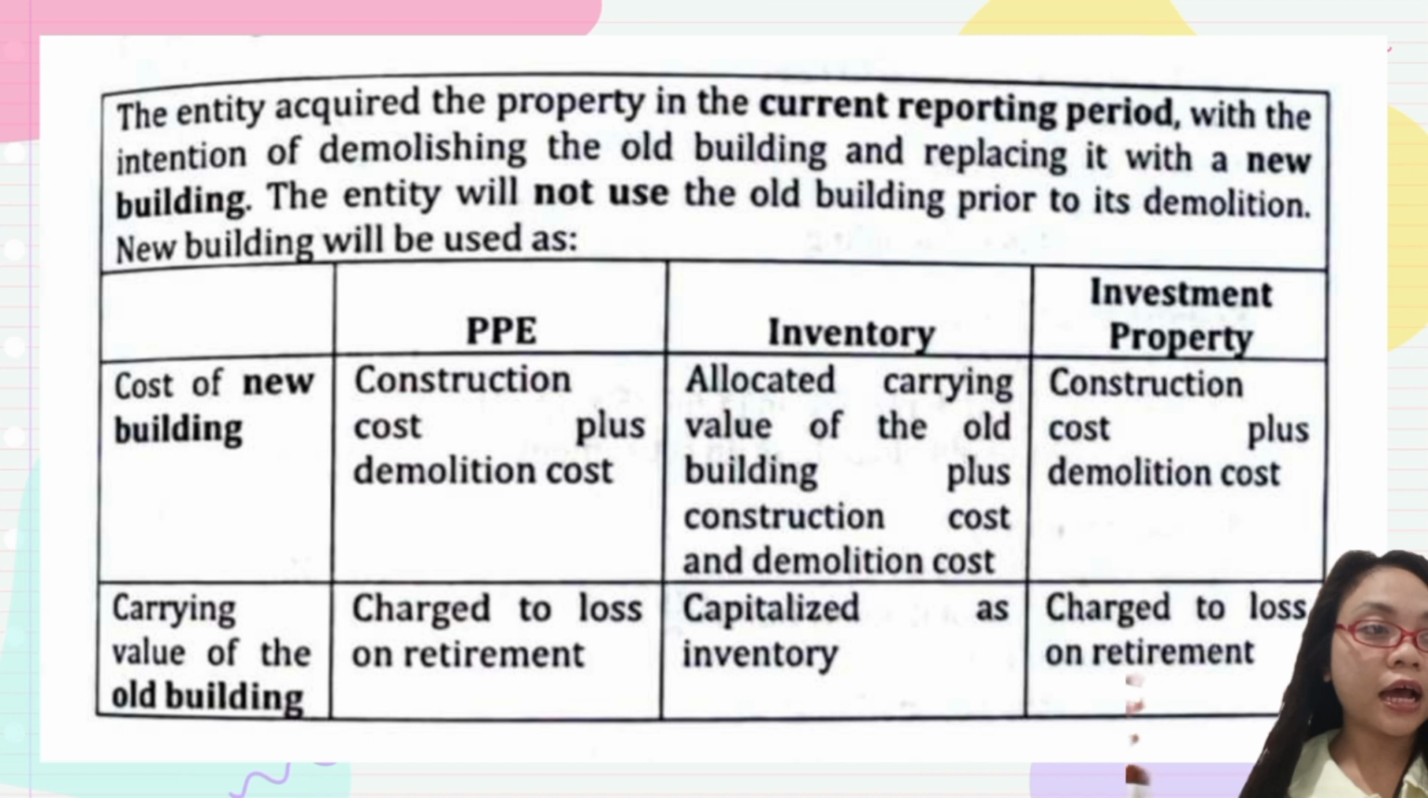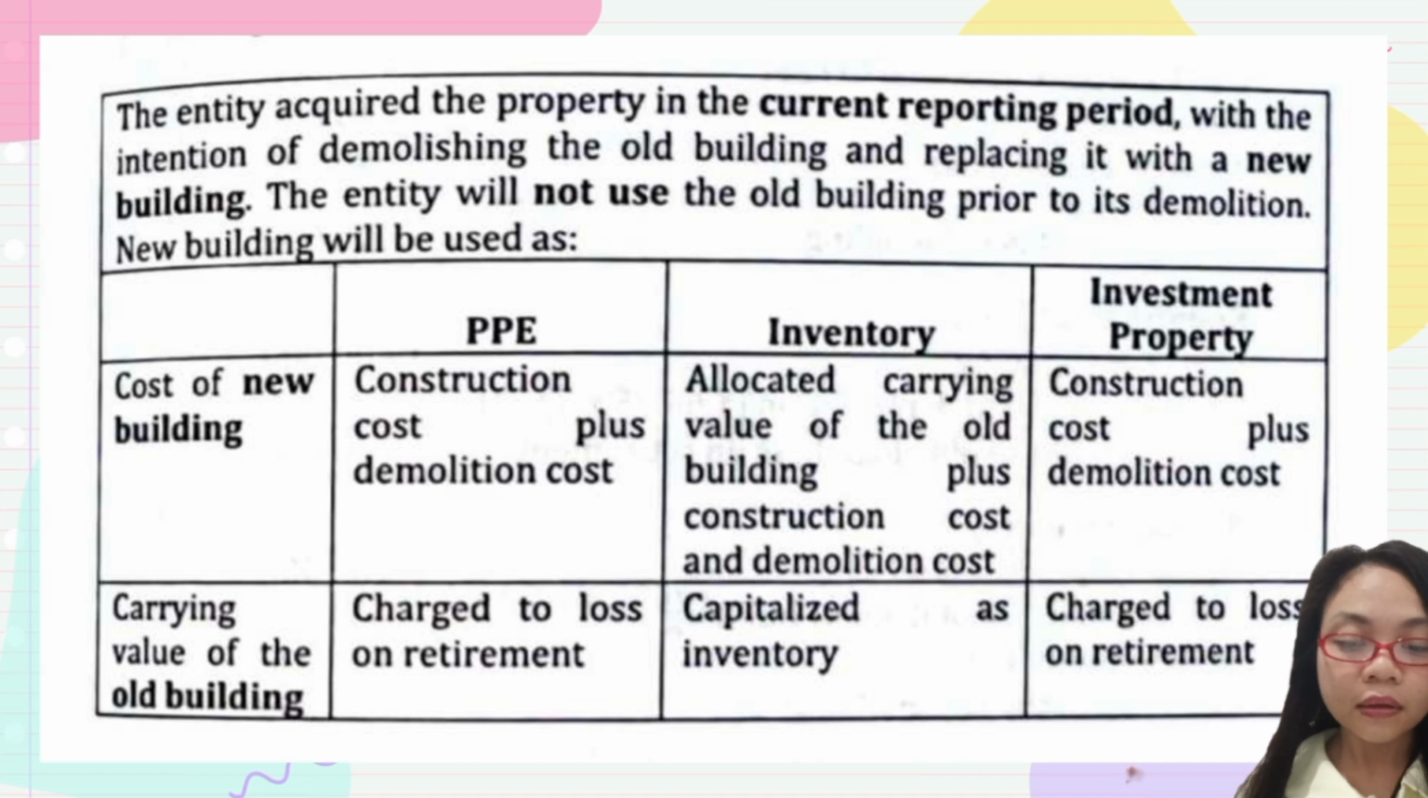If the new building will be used as inventory, the cost of the new building is the allocated carrying value of the old building plus construction cost plus the demolition cost. If the new building will be used as an investment property, the cost of the new building is construction cost plus the demolition cost. So, now the treatment of the carrying value of the old building. The carrying value of the old building, if the new building will be used as PPE, will be charged to loss on retirement. So, if the building is already retired from the company's books, it is no longer useful and the company writes off the value of the old building in the books.